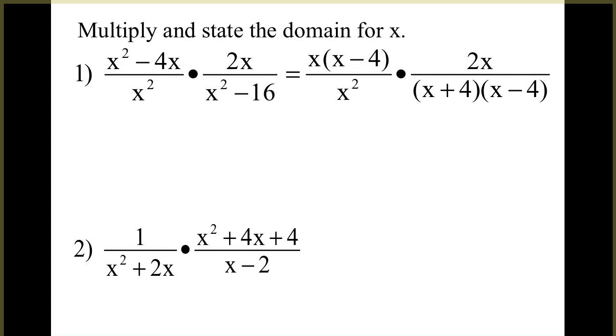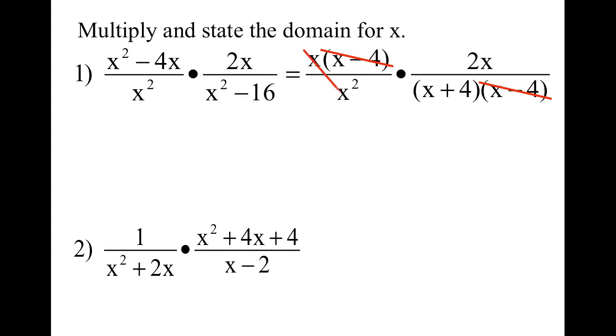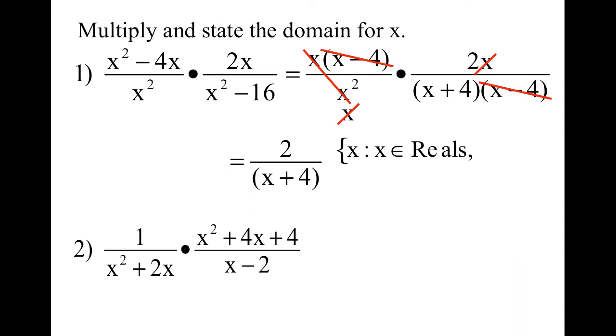Now I can cross cancel. Get rid of my x minus 4s. I can also get rid of an x. I can get rid of another x from the numerator and the diagonal denominator, and then I'm left with 2. The simplified version is 2 over x plus 4, and my domain is x is such that x is an element of the reals, and x cannot equal 0, and x cannot equal 4, or x cannot equal negative 4.